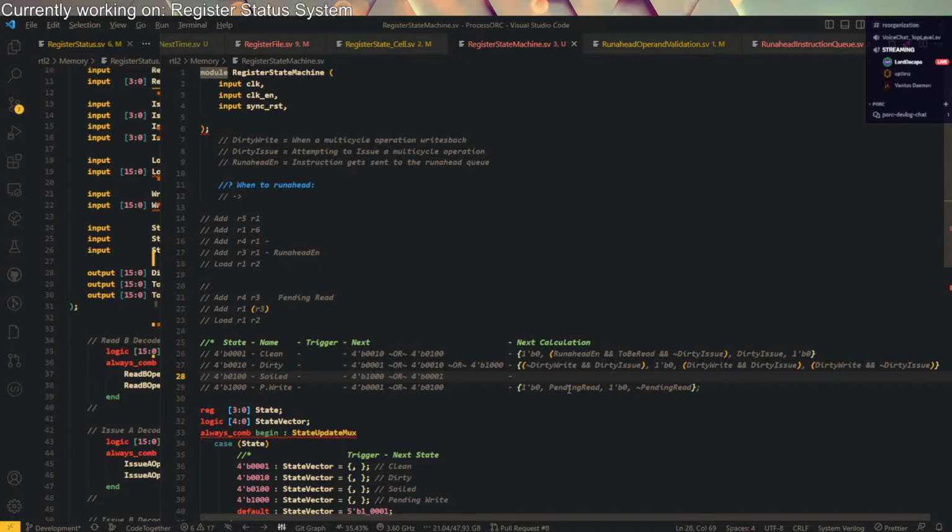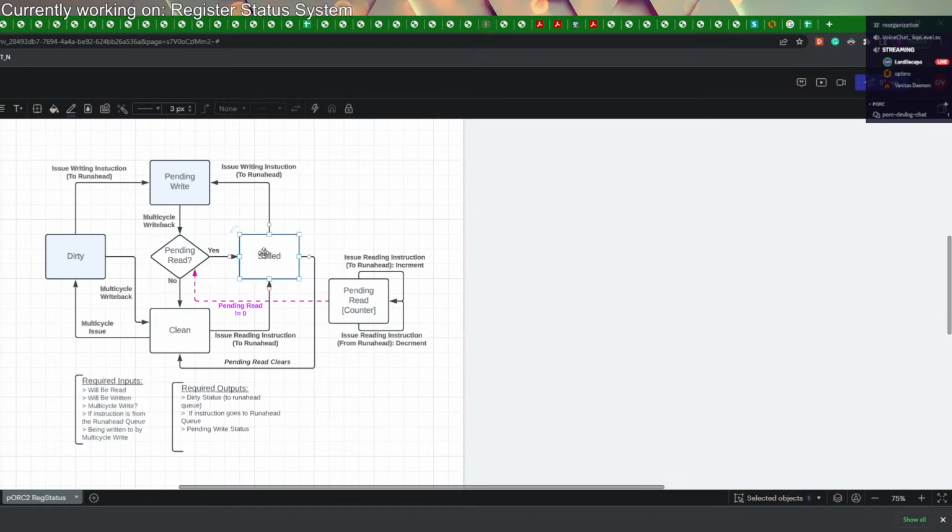Yeah, so if you're going pending write and you get a multi-cycle write back, that means you cleared this issue that made it bounce up to here. So now your instruction can come and either mark it dirty again or go through like normal. But because your instruction is coming through, if there's any pending reads still active by the time you get to the head of the queue, then you go soiled, so that way nothing else can write back to that register until those reads have cleared.